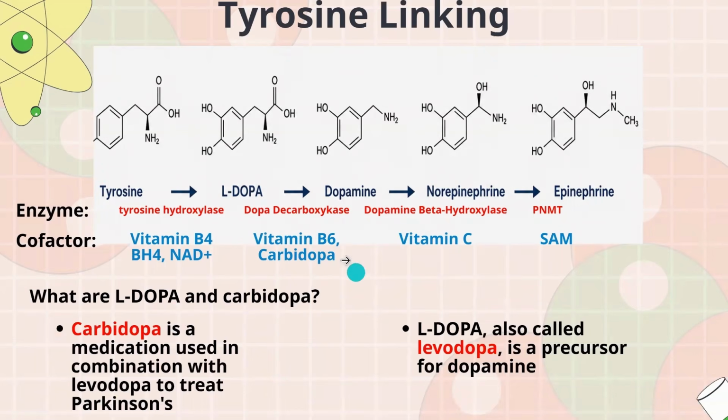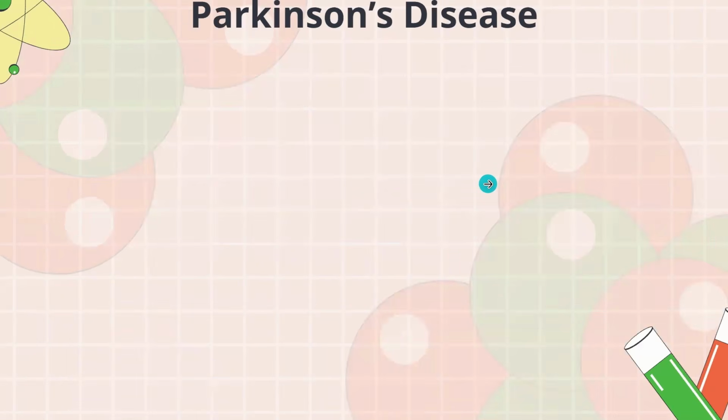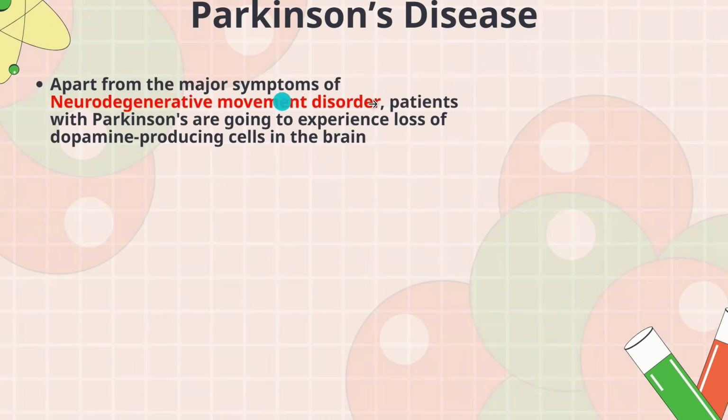Okay. So if we were to give the patient carbidopa, we're gonna notice that L-dopa is gonna be converted to dopamine, which is why we're gonna talk about it now. And which disease? Parkinson's disease, for starters, okay. Apart from the major symptoms like neurological disorders and all that, obviously, patients are going to experience loss of dopamine producing cells. So we don't have that much dopamine in Parkinson's, okay.